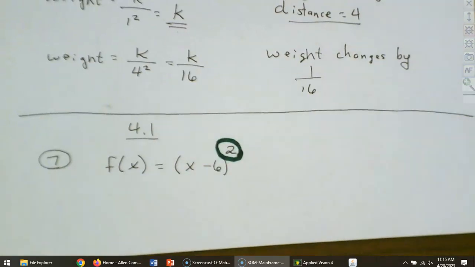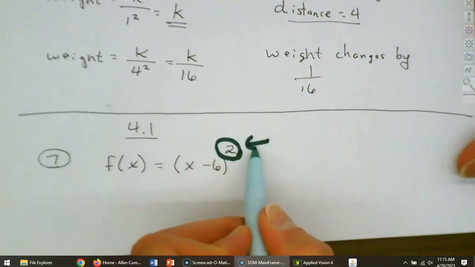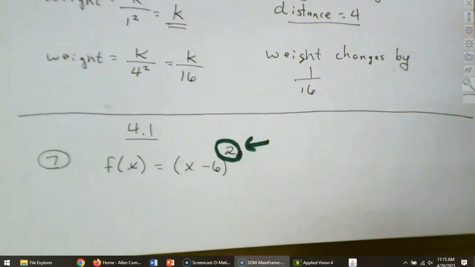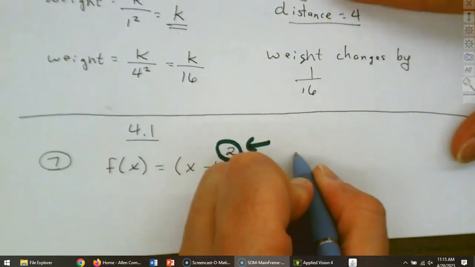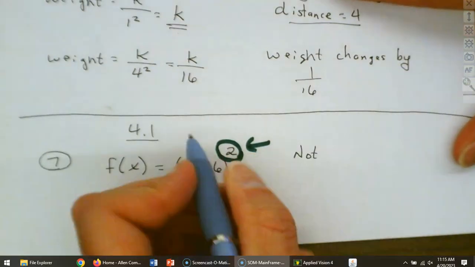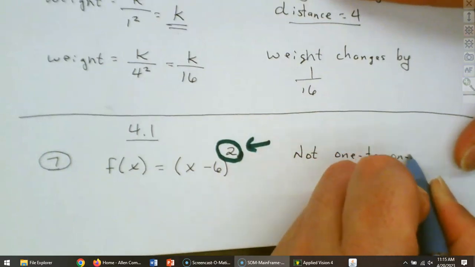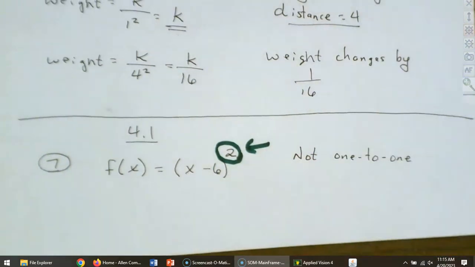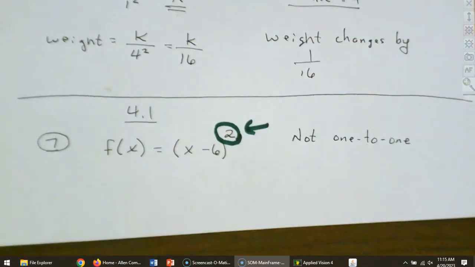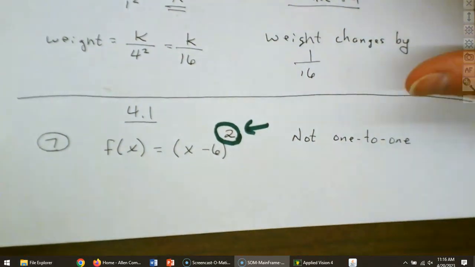Well, it's got the square there, right? And if it's a square, or if it's an absolute value, it has no inverse, and it is not one-to-one. So all you need to write here is not one-to-one. And why would it not be one-to-one?